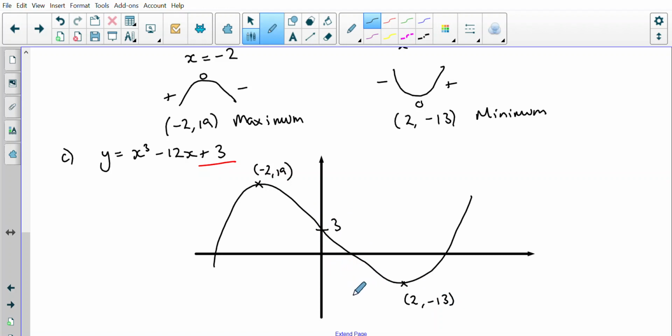Just make sure you read the question carefully when you're sketching curves to see if it wants you to mark on the x-intercepts as well. This one doesn't. Sometimes if you're sketching a quadratic it will want you to do that though.